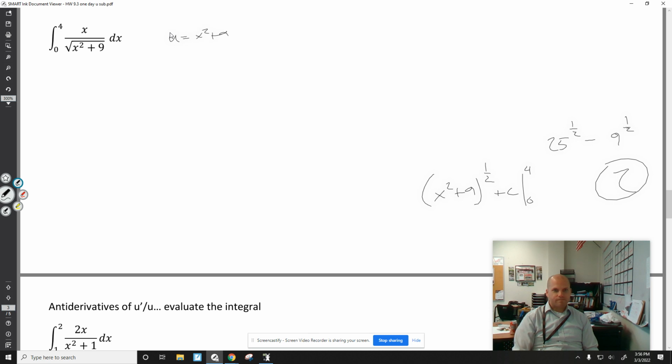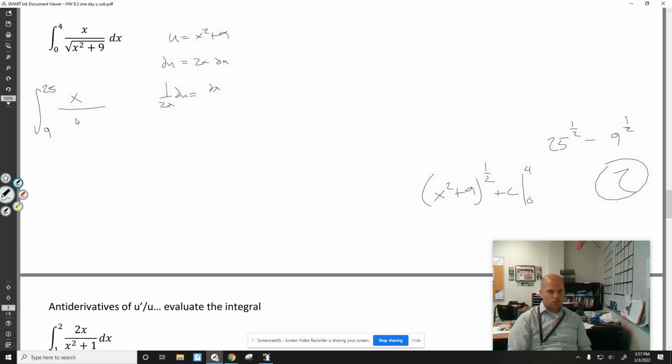It's a nice day. U equals x squared plus 9, du equals 2x dx. dx is 1 over 2x du. All right, so change my boundaries. If x is 0, u is 9. If x is 4, u is 25. It's just a question of when you plug in 0 and 4. Do you want to plug it in later or plug it in earlier? I mean, that's the idea.